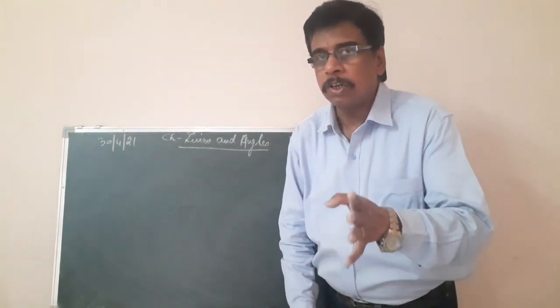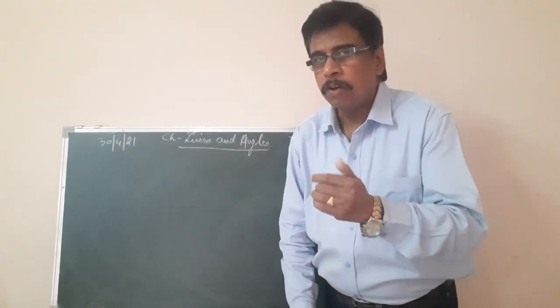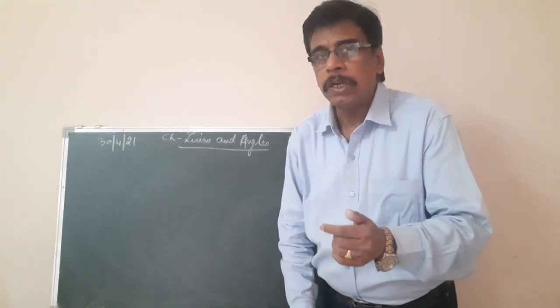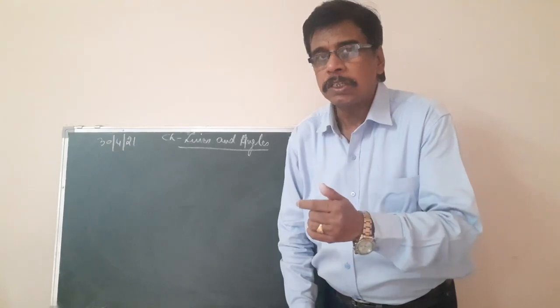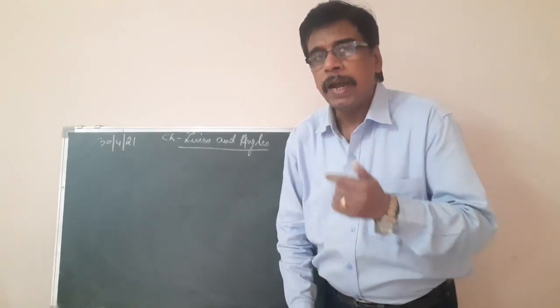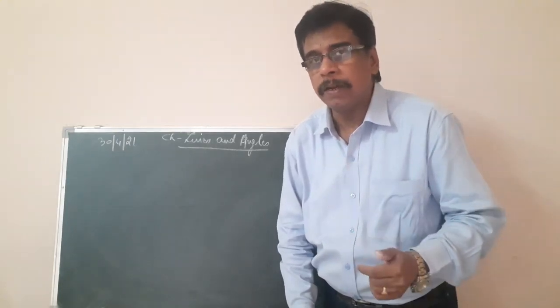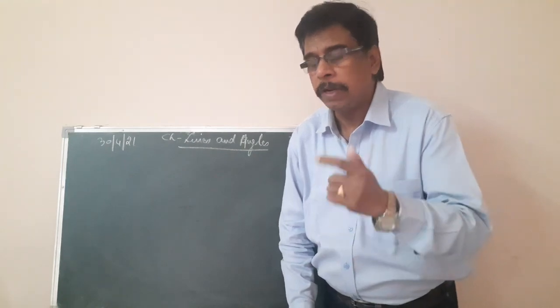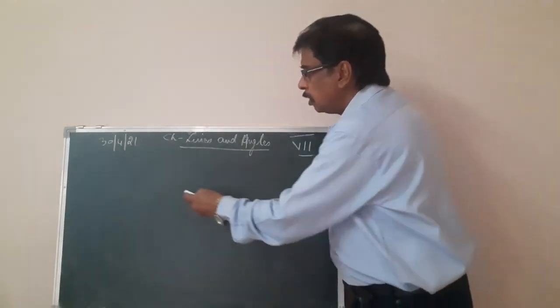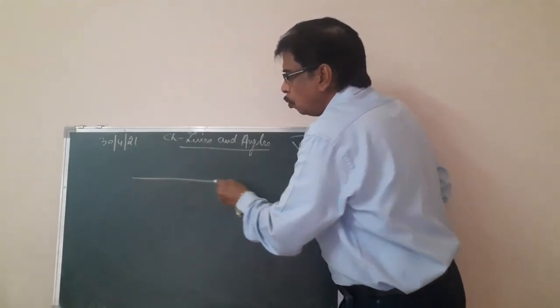First and foremost, what is the transversal? A revision of what we did. A transversal is a line which intersects two or more lines at distinct points in a plane. That is what I had explained to you. So a transversal is a line which intersects two or more lines.